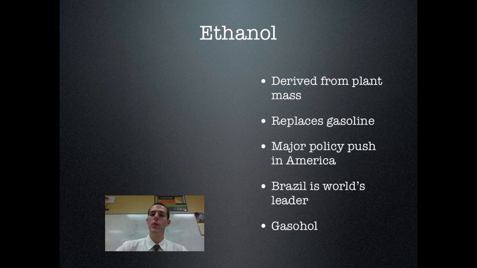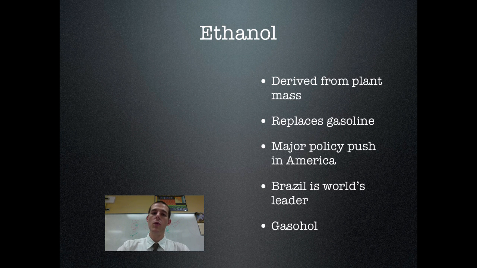Over the last probably 15 years or so, there has been a major policy push in America to move towards ethanol for a couple reasons. One, we grow a lot of corn in the U.S. Most of our ethanol is produced from corn, so it is kind of a logical extension. We got corn, let's make ethanol. Also, there's the idea of getting us to be less dependent on foreign fuels. So if we produce ethanol, we may not have to import as much energy.